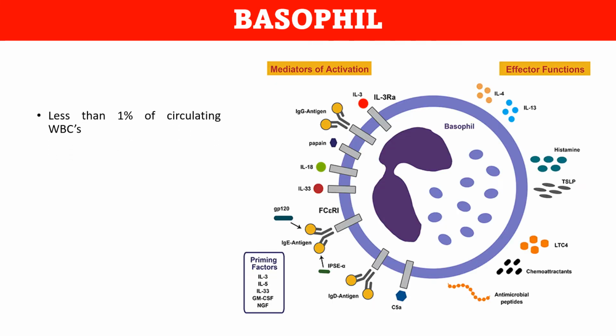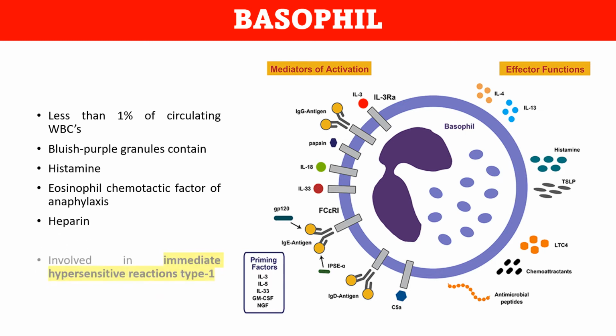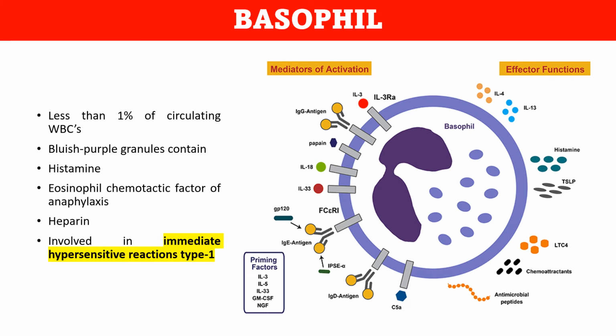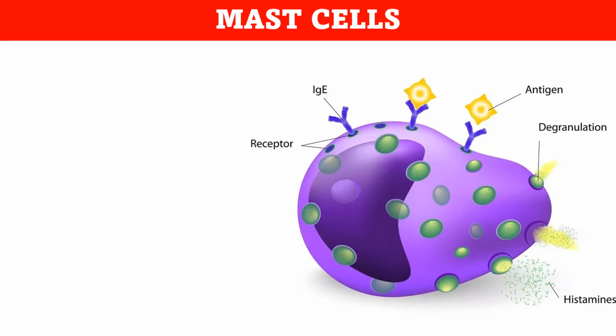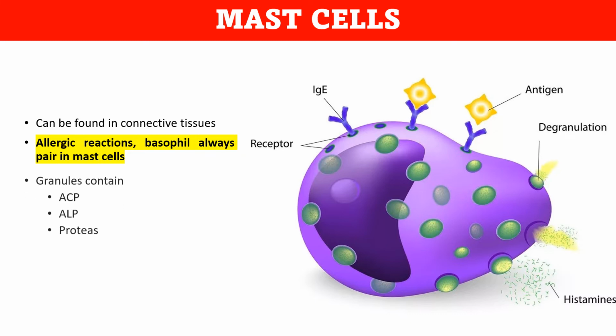Basophil makes up less than 1% of circulating white blood cells. Its bluish purple granules contain histamine, eosinophil chemotactic factor of anaphylaxis, and heparin, and it is involved in immediate hypersensitivity reaction type 1. Mast cells can be found in connective tissues. In allergic reactions, basophils always pair with mast cells. The granules contain ACP, LP, ALP, and protease.